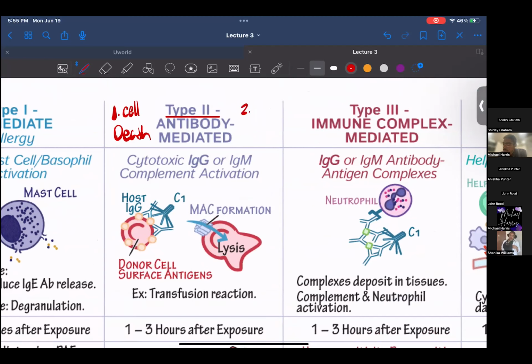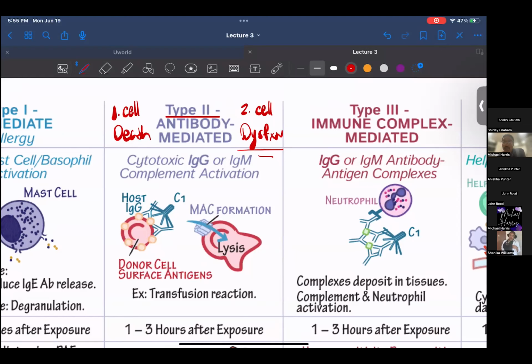Or two, you cause what is known as cell dysfunction. You bind to it, and you prevent that cell from doing whatever it's supposed to do. Okay? Now, you've been exposed to a variety of things that were cell dysfunctions. For example, myasthenia gravis. Antibodies bind, and as a result, you can't activate the muscle. So it's a cell dysfunction. Lambert-Eaton myasthenic syndrome, same thing. Cell dysfunction.